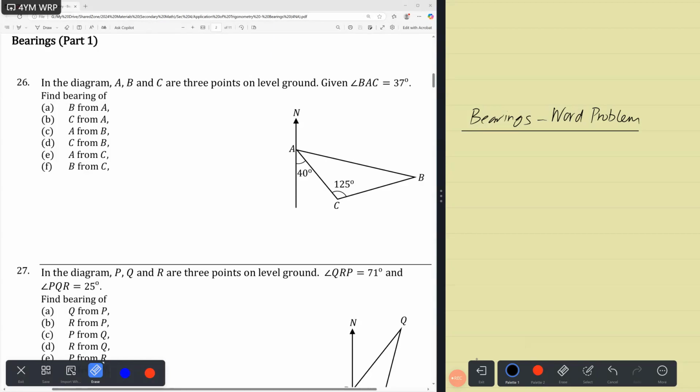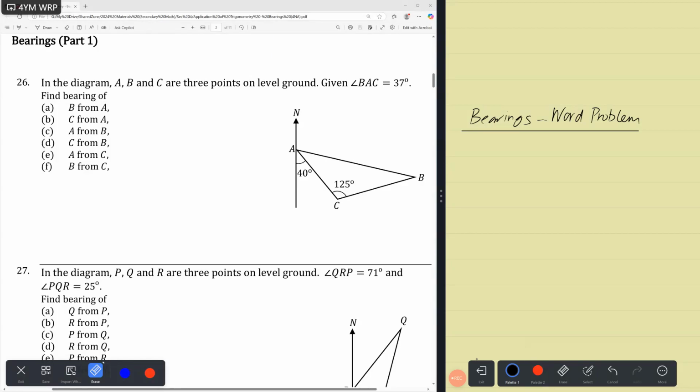Okay, this is the introduction for our word problems. So we have question number 26 in front of you. I will run through with you on how to answer all these questions, as much as we can. And yeah, let's get started.